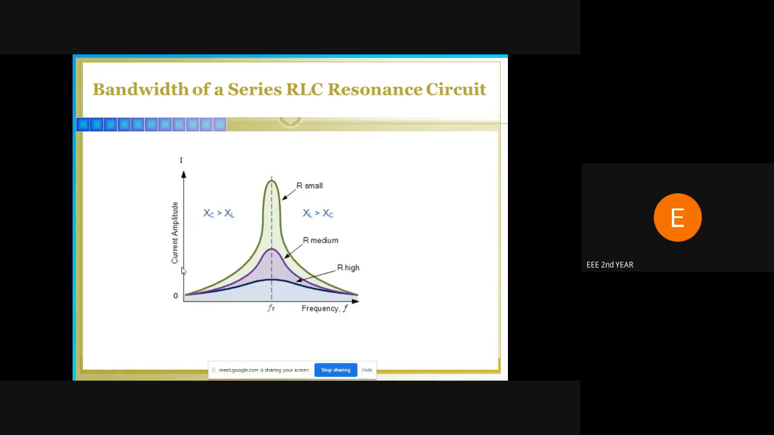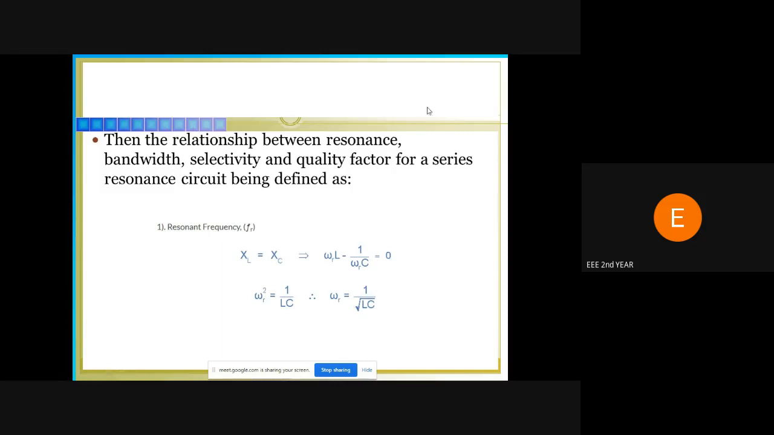When we want to produce different levels of current, we just change the resistance value. When the resistance is very small, the current is high. If R is medium, the current passing is also medium. If R is high, then your current is very low, at its minimum. That is the relationship given between resonance bandwidth, selectivity, and quality factor. The quality factor is nothing other than the Q factor.